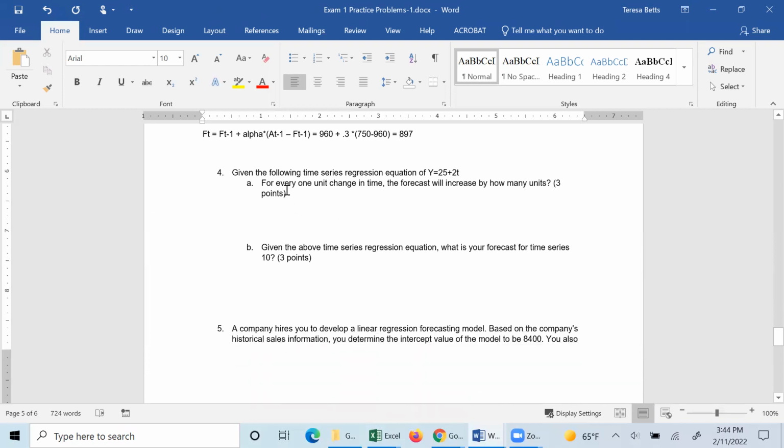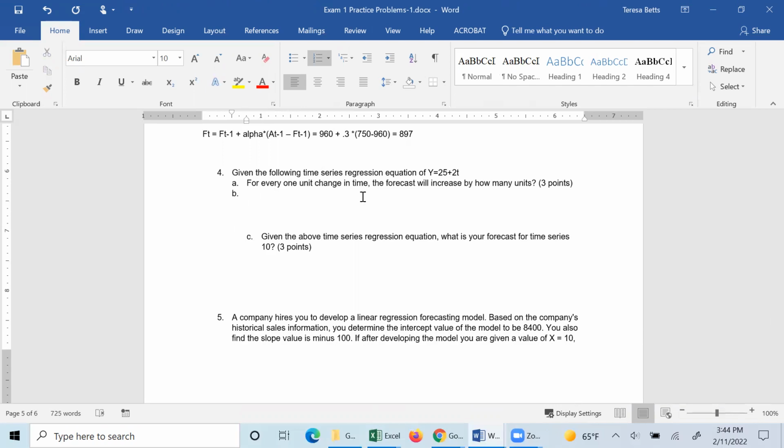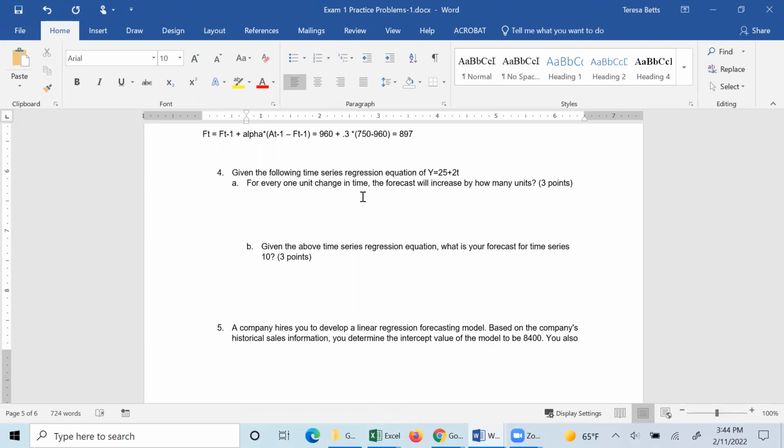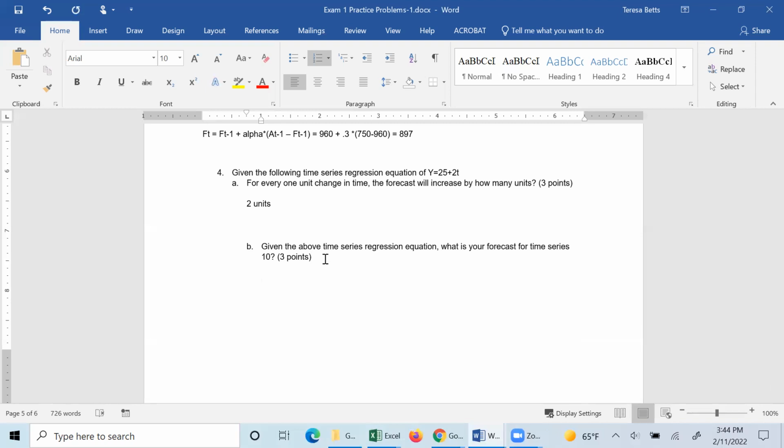Okay, the next one says, given the following time series regression, y is equal to 25 plus 2t. For every 1 unit change in time, the forecast will increase by how many units? Well, what we know about that is that our forecast should increase by the slope. So I can say that it's going to increase by 2 units for every 1 unit increase in time. Okay, so then it says, now if I'm trying to forecast for time period 10, what is the forecast going to be? So I can quickly show you, that's just a plug and play into the formula.